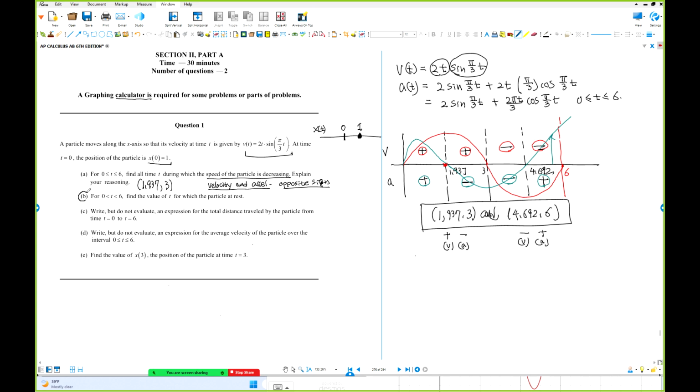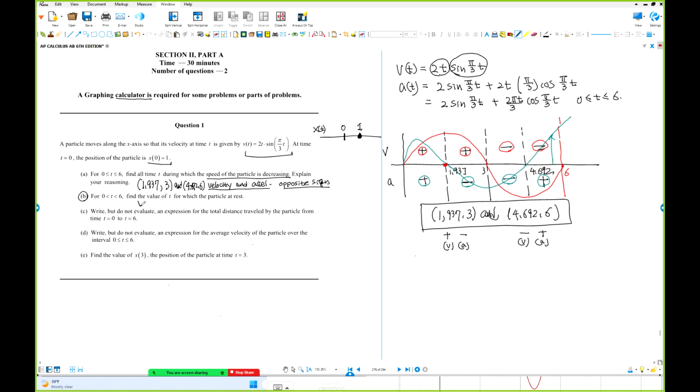Okay, number 6 over here. Part B. During this interval, find the value of t for which the particle is at rest. Where is the particle at rest? Particle at rest is what? Velocity is 0, right? I'm going to write down both of them. This one and 4.692 and 6. Okay, that's the answer.